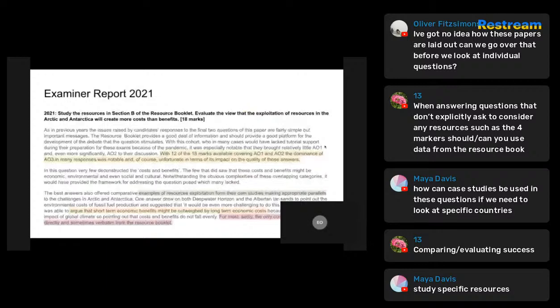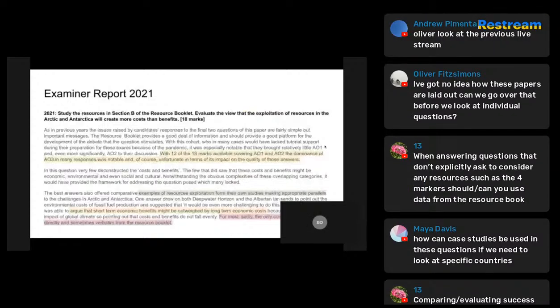That's really interesting. It goes on to say the best answers offered comparative examples of resource exploitation from their own studies, making appropriate parallels to challenges in the Arctic and Antarctica. Another was able to argue that short-term economic benefits might be outweighed by long-term economic costs. So this idea of balancing your argument is very important. But right at the end it says that for most, sadly, the only commentary came directly and sometimes verbatim from the resource booklet.